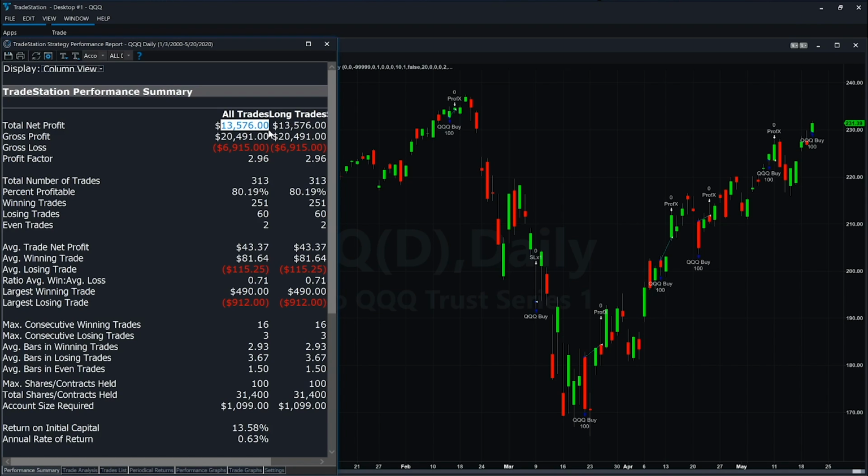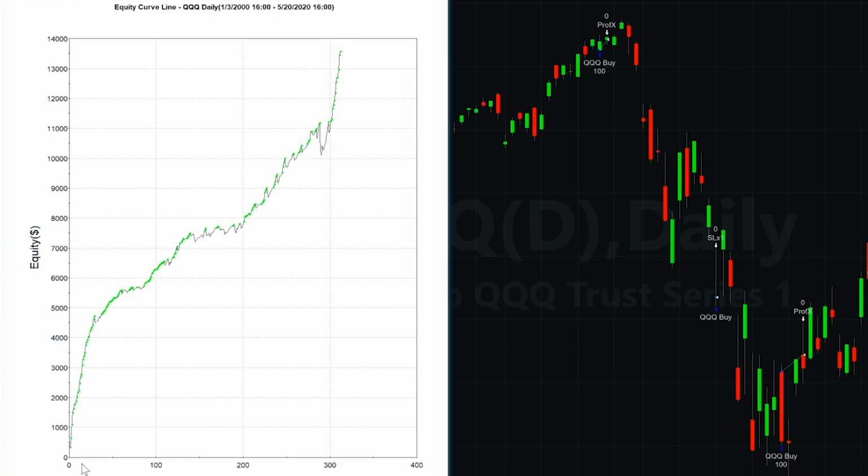Finally, let's take a look at the equity curve for this strategy. Since the year 2000, it's been pretty much straight up. It took a small dip at the end of 2018, but it quickly recovered and has since been returning to new highs.